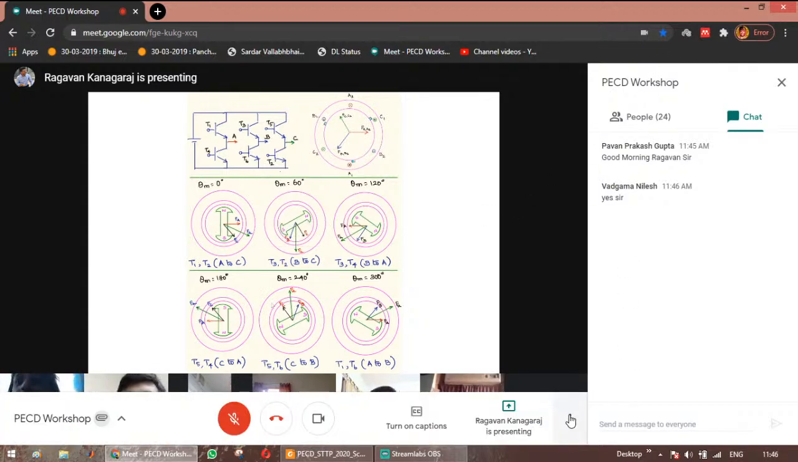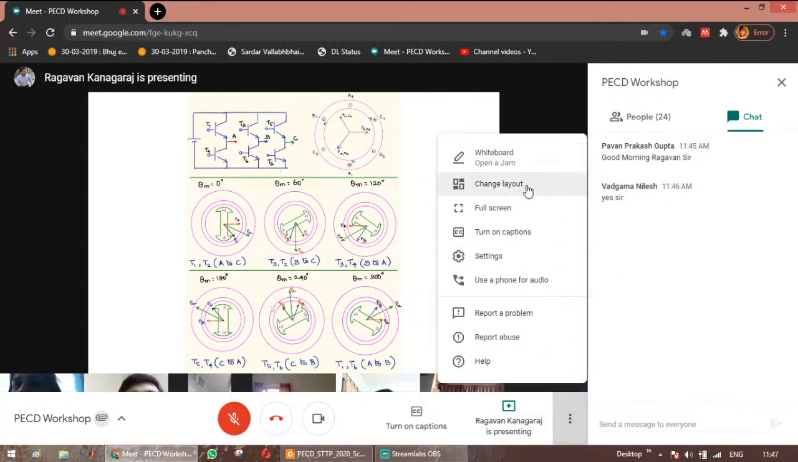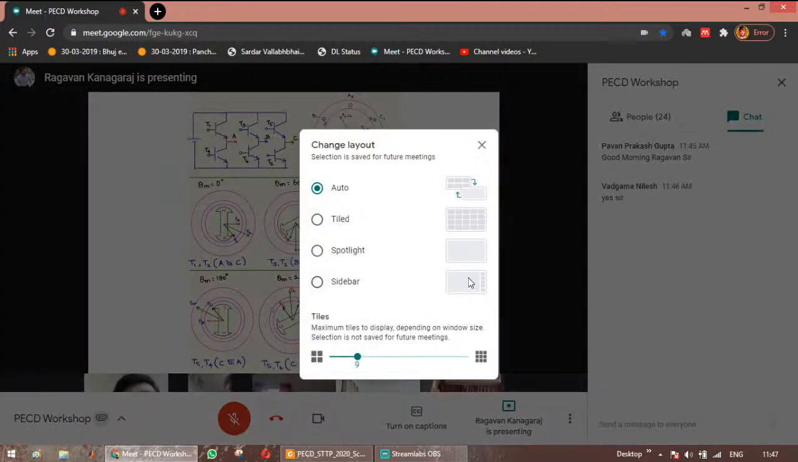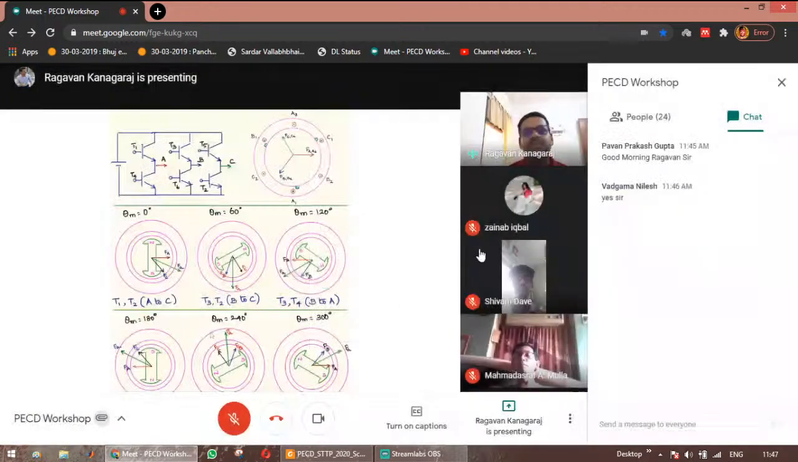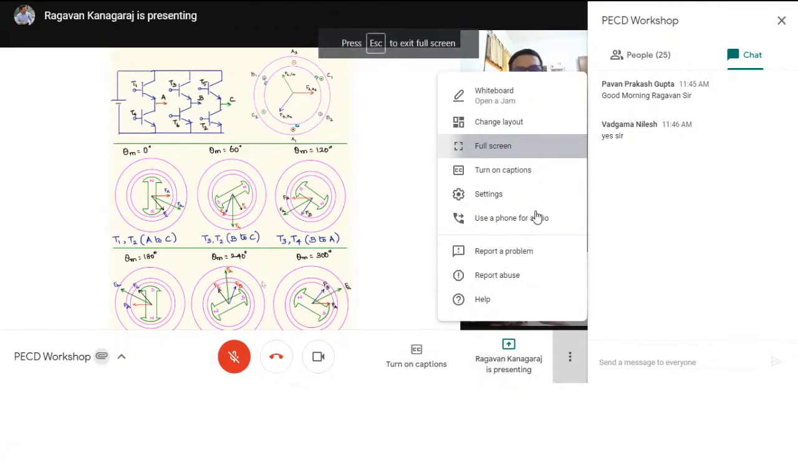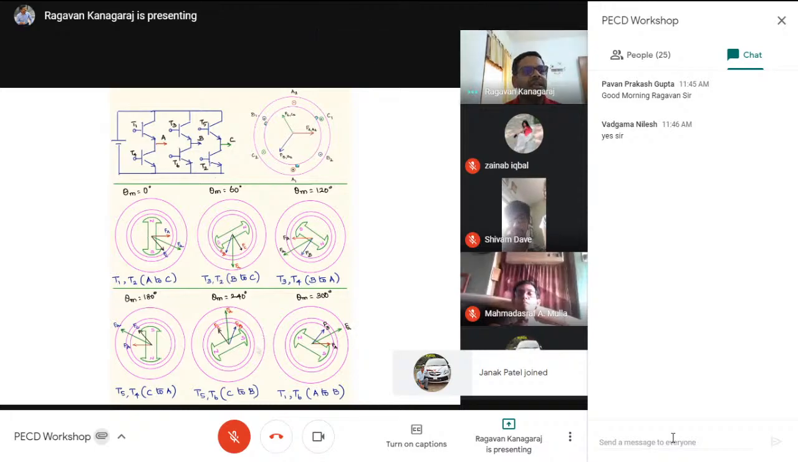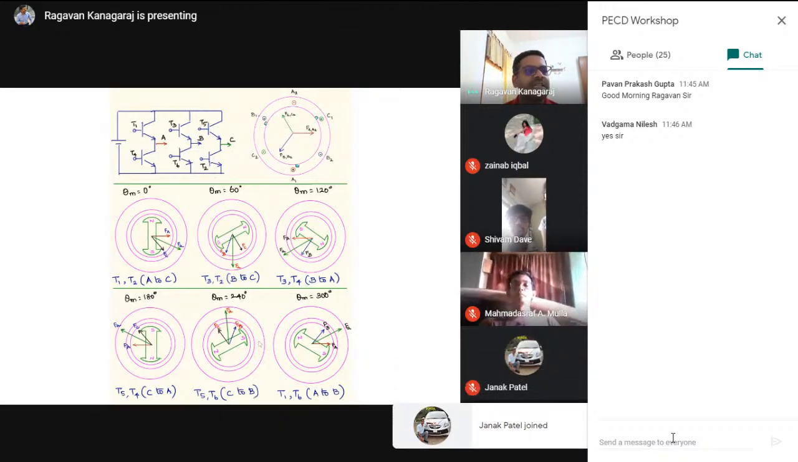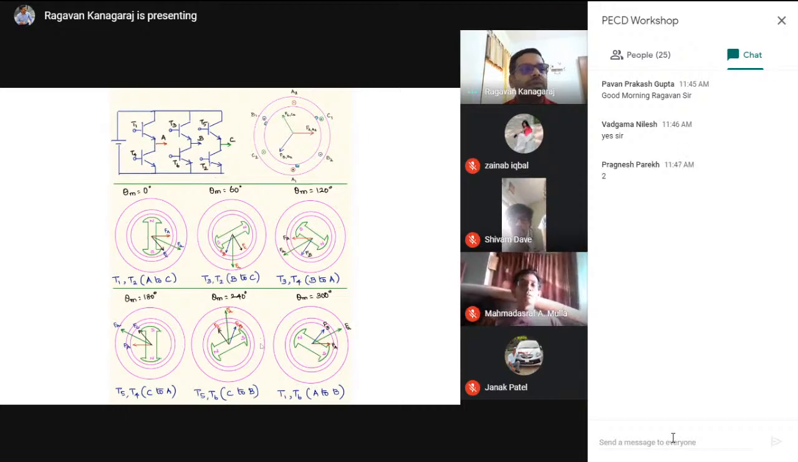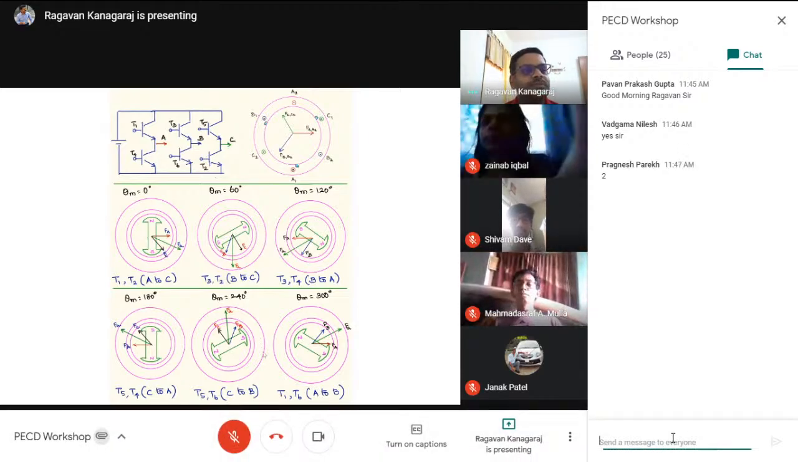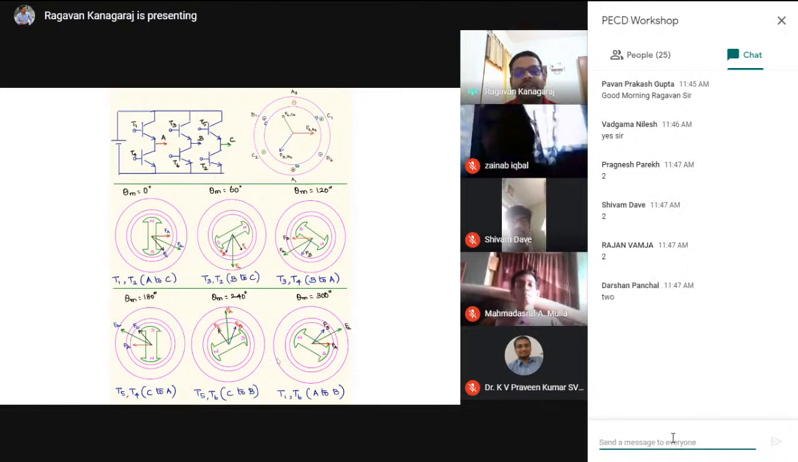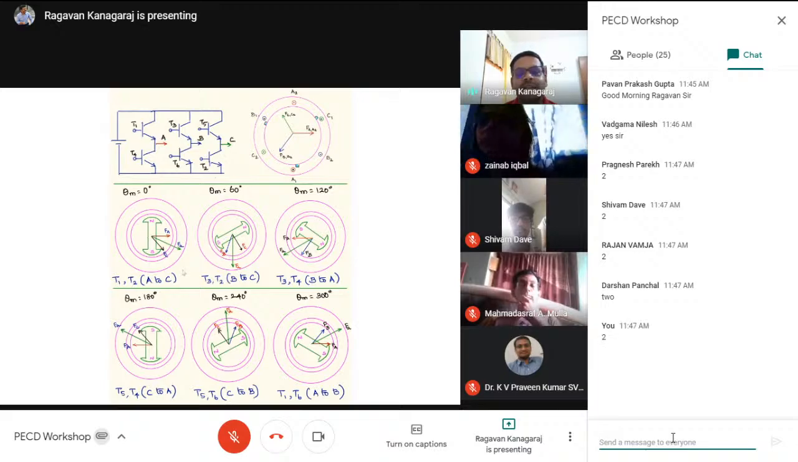So we started with the electronically commutated motor. There are two machines. One is a trapezoidal back EMF motor and the second is a sinusoidal back EMF motor. In the trapezoidal back EMF motor, at any time, dash number of windings are energized. Please fill up the blank. Okay, two windings. Already people are responding. Fine. Two windings are energized. So when two windings are energized, the resultant MMF is the armature MMF.